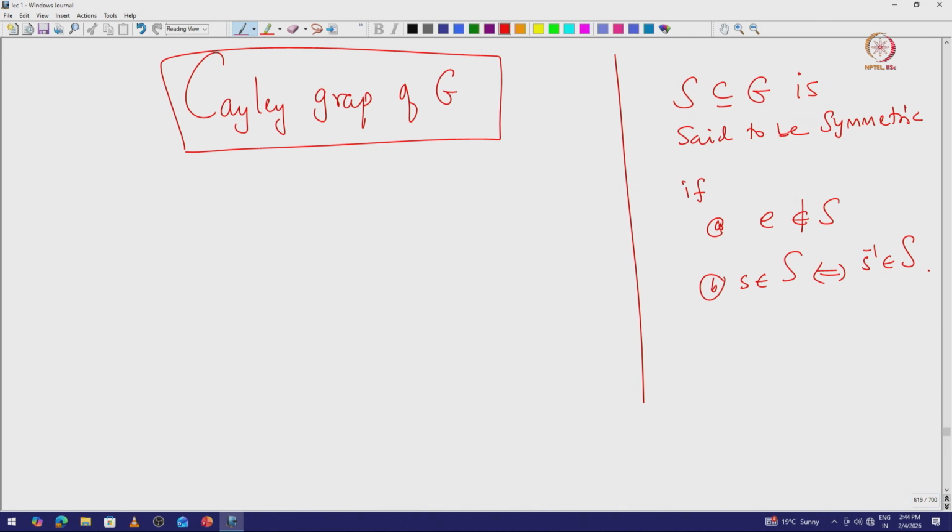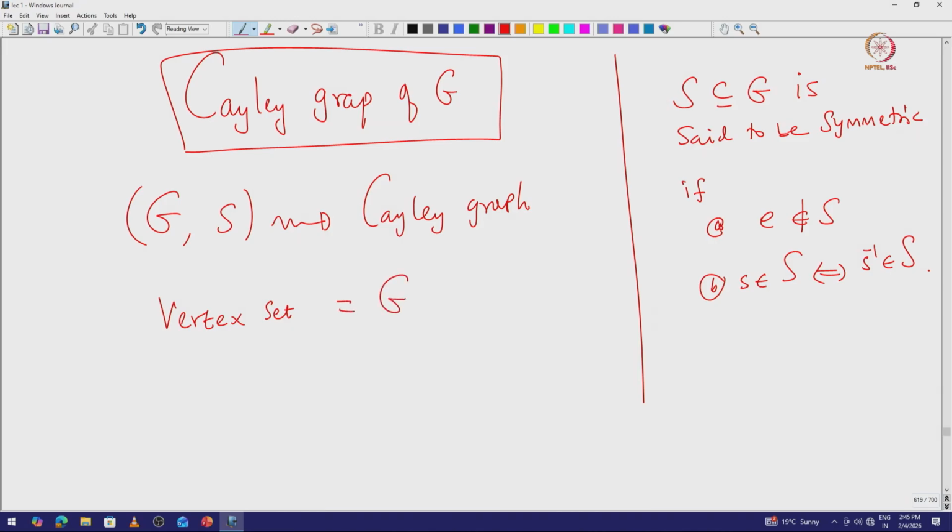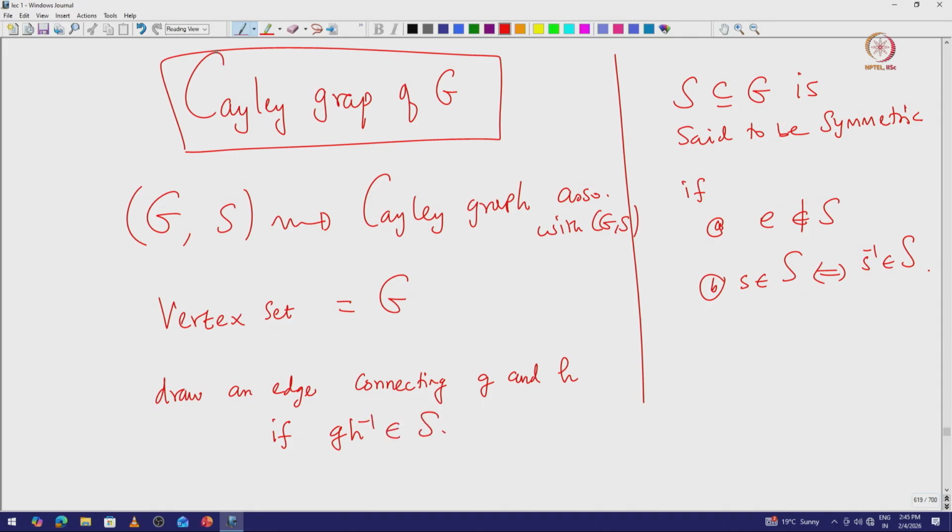Now, given this group G and a symmetric subset S of G, one can define the Cayley graph as follows. G is given, S is given, and from this we want to define the Cayley graph. What is the vertex set? You take the vertex set to be G itself, and then we put an edge between g and h. Draw an edge connecting g and h if g h inverse belongs to capital S. This is how we draw the Cayley graph.